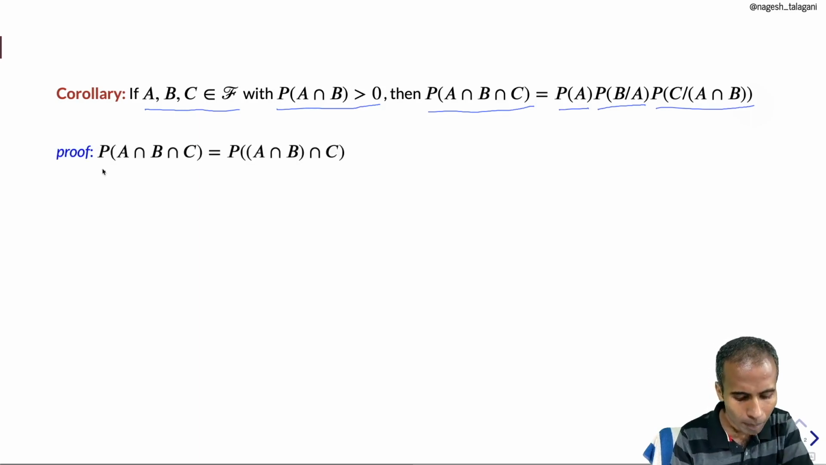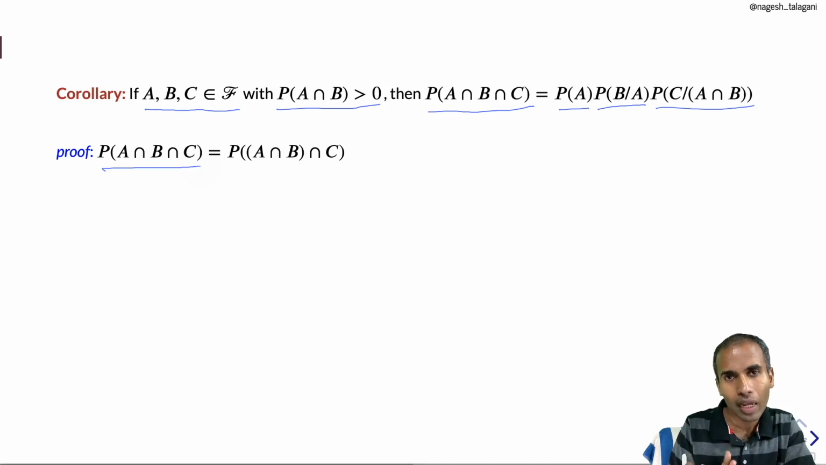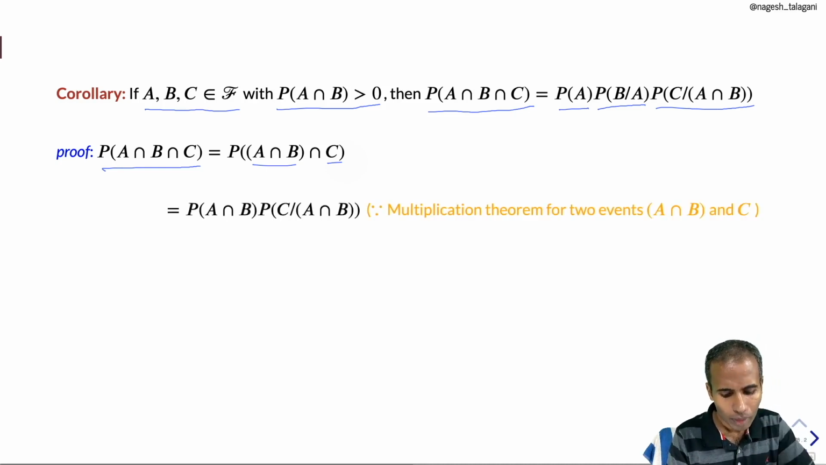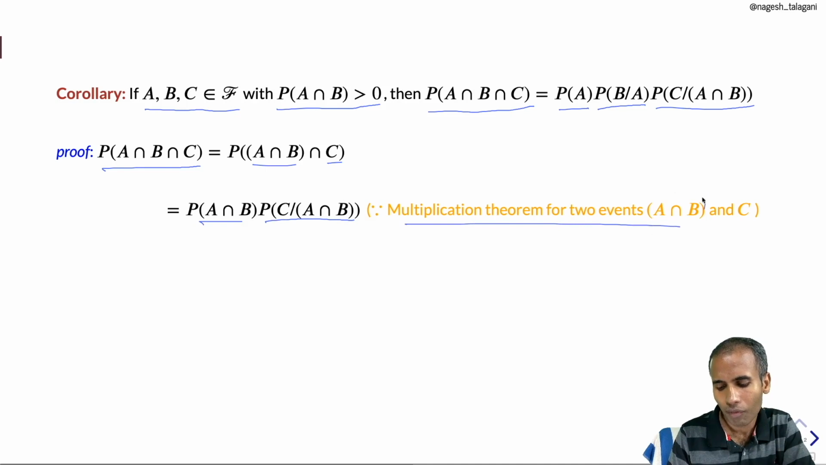Okay, here is the proof. Let's consider probability of A intersection B intersection C. Here we are going to see this A intersection B intersection C as the intersection of two events, A intersection B and C. Okay, so A intersection B is one event, C is the other event. Now let us apply the multiplication theorem for two events, A intersection B and C. So we can write probability of A intersection B times probability of C given A intersection B.